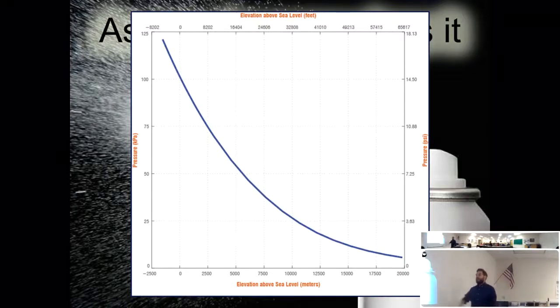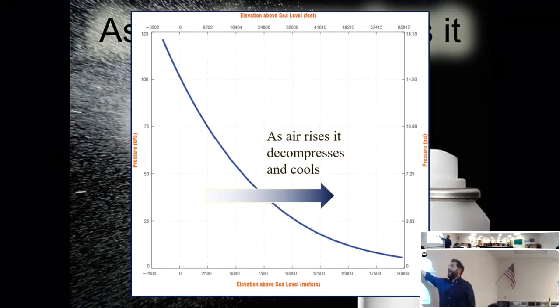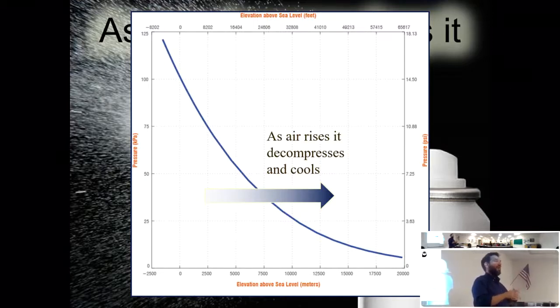So, as you know, as you go up in elevation, the pressure goes down. And so as air rises, it decompresses and it cools, just like when you have that spray bottle of hairspray or whatever aerosol spray, you're spraying it and the can gets cold, it's depressurizing, it's releasing pressure, and it's going to cool down.